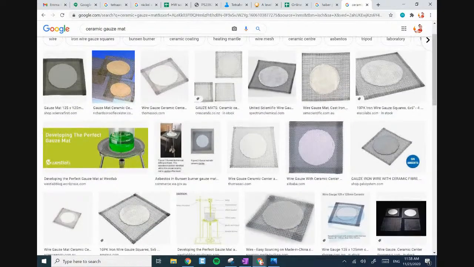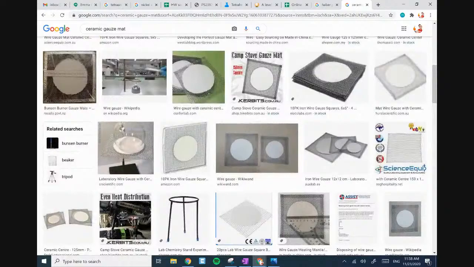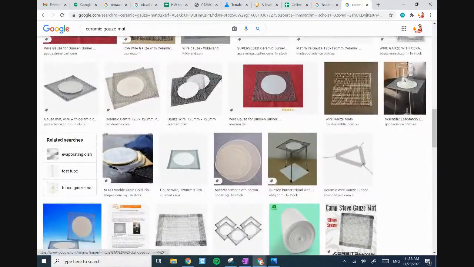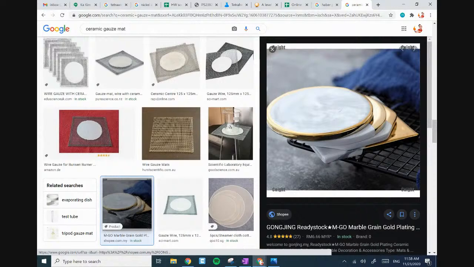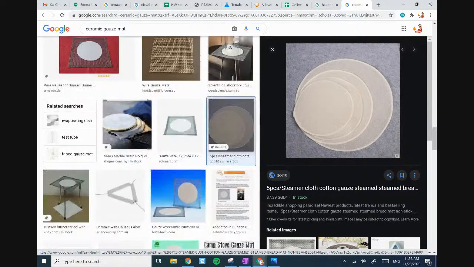Look at that. A gauze, like the kind of thing that you use in your practicals. This sits on top of your tripod. So this ceramic is then covered in iron powder.